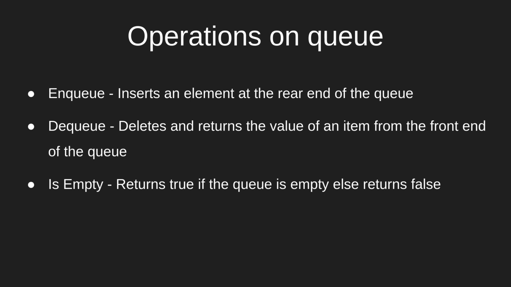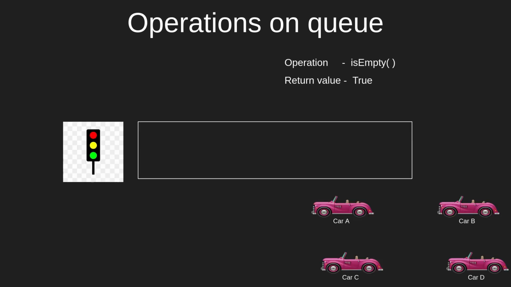Here are the main three operations that can be performed on a queue. The enqueue operation will allow the user to insert an element at the rear end of the queue. The dequeue operation will allow the user to remove the element from the front of the queue, and this function will also return the value that the element holds to the user. The isEmpty function will allow the user to check whether the queue is empty or not. It will return a boolean response, that is true or false.